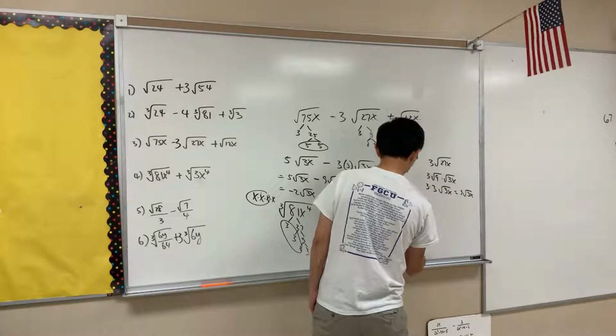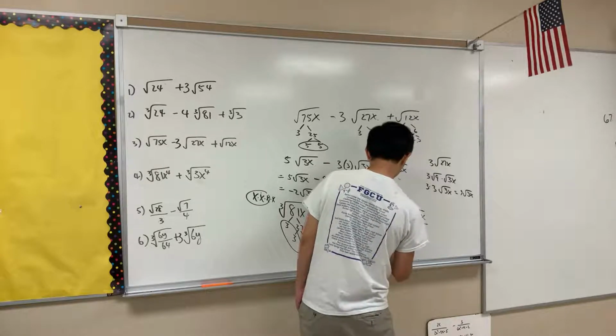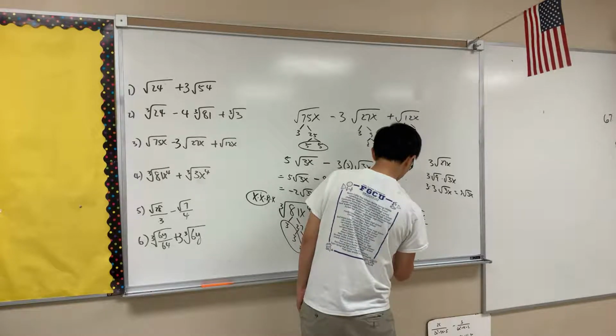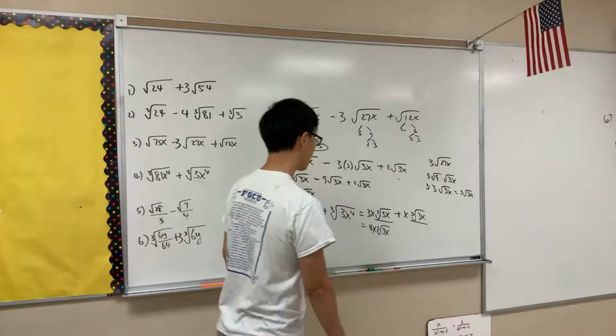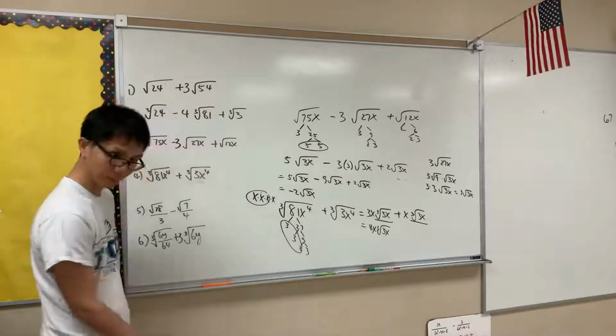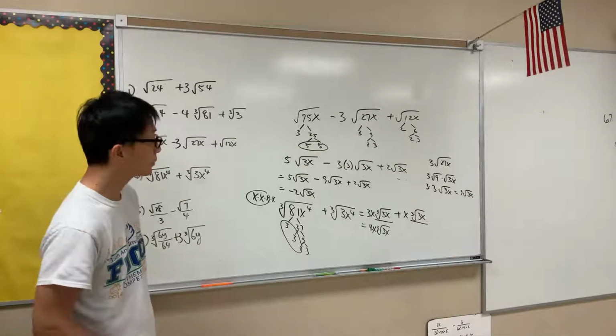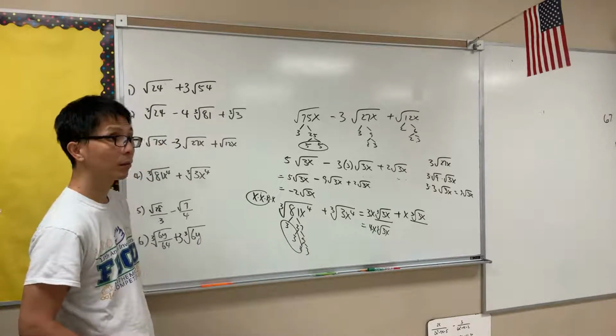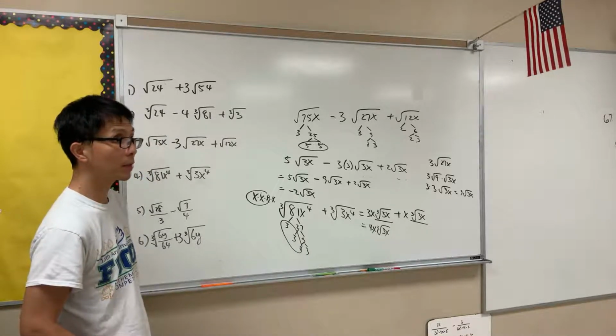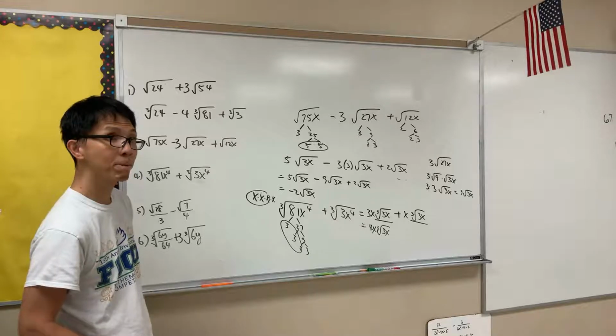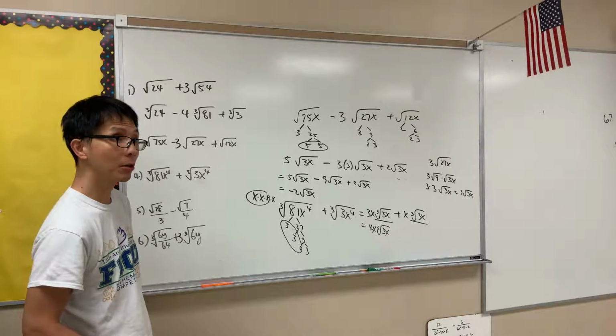Now they have like radicals, so it'll be 4x third root of 3x. And then you're done. Does this make sense? If it doesn't make sense, let me know.